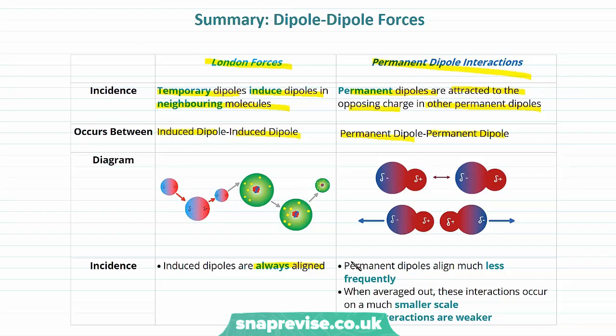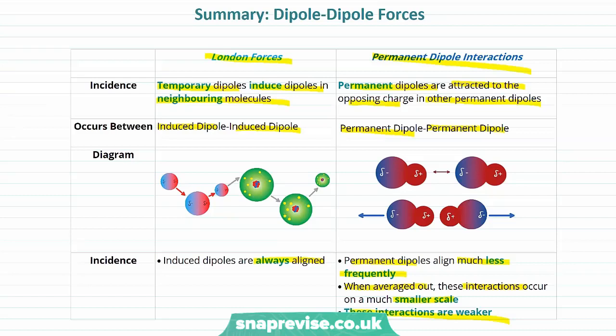However, our permanent dipoles align much less frequently, and when averaged out, these interactions occur on a much smaller scale. So, on average, these interactions will be weaker across a number of molecules. So now we've had a look at London forces and permanent dipole interactions.